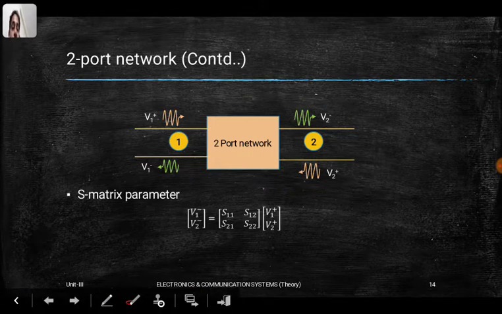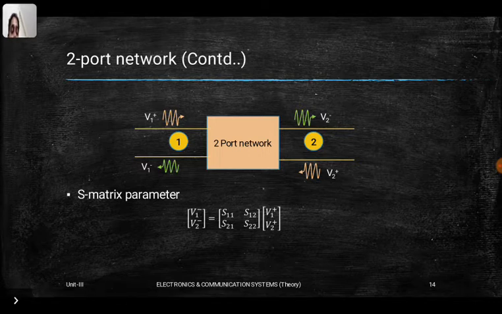So if you write the S matrix as we have seen earlier, the reflected voltages at the left side, V1 minus and V2 minus, equal the S matrix of the two-port, S11, S12, S21 and S22, times the incident voltages V1 plus and V2 plus. Here the S matrix, as we mentioned, displays a blueprint of the device; we can find out from the S matrix how the device is working.